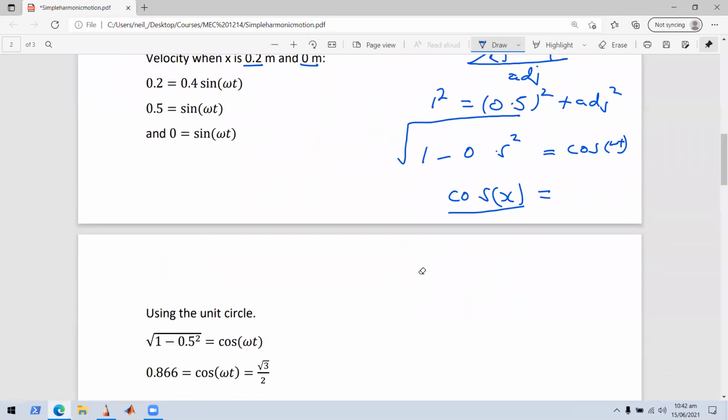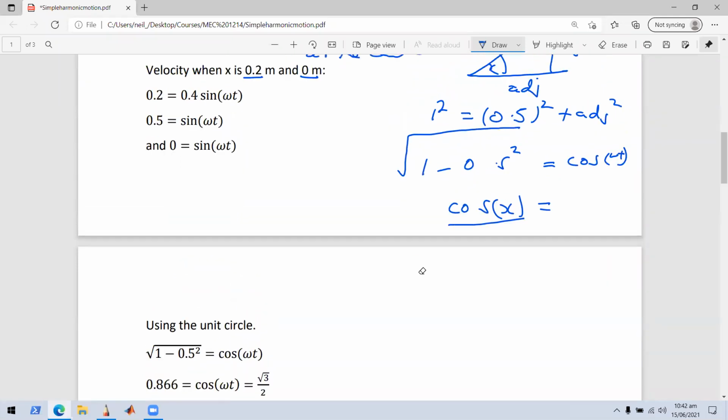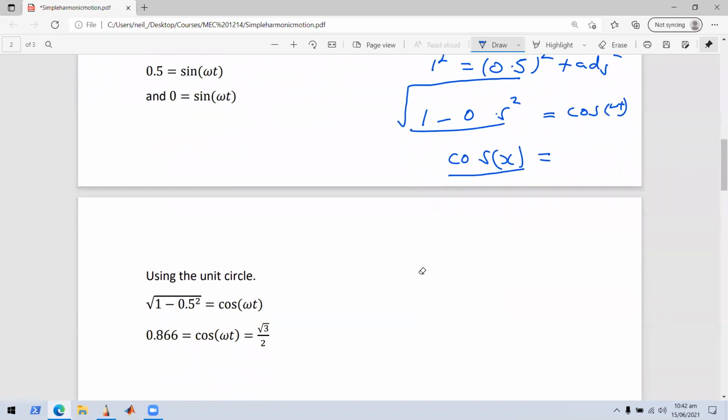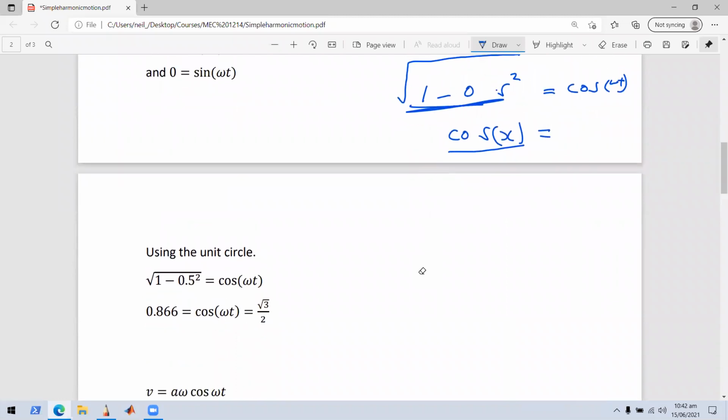So this value here, 0.5 sine omega t, helps us evaluate the cosine omega t using this Pythagoras theorem unit triangle thing. We work this out here, finding cosine omega t as being 0.866, or if you remembered all your basic trigonometric results for cosine of 30, 45, 60, and so on, you'll just realize that it's root 3 upon 2.